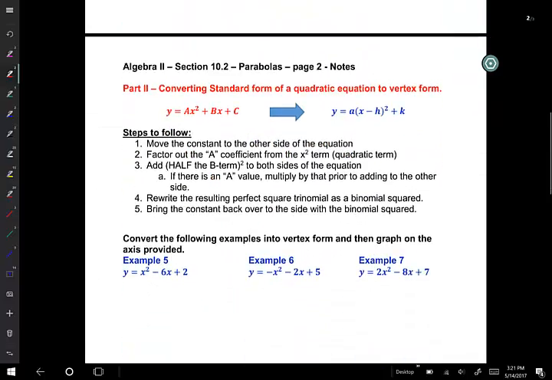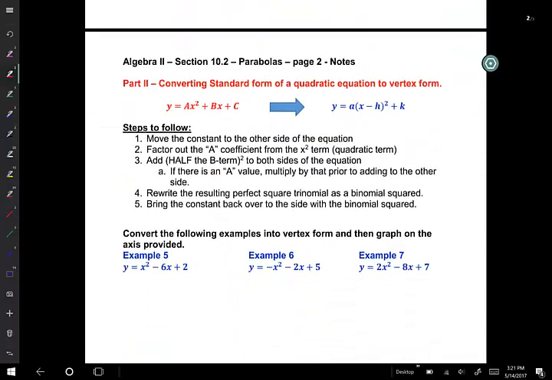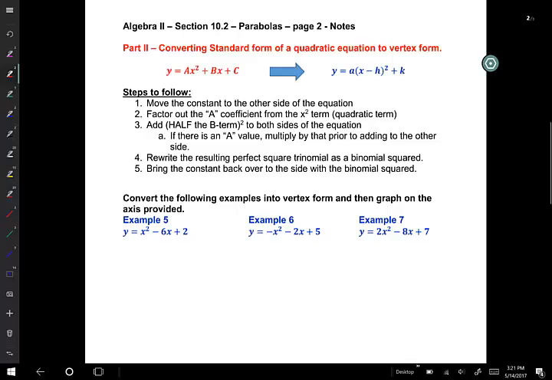Okay, let's look at our second idea. Next, we're going to take something that's not in vertex form, that's in standard form, and we're going to convert it into that a(x minus h) squared plus k. So to do this, I've got some steps to follow. We're going to move the constant over to the other side. So on this first one, it would be 2 or 5 or 7. We're going to factor out the a coefficient from the x squared term.